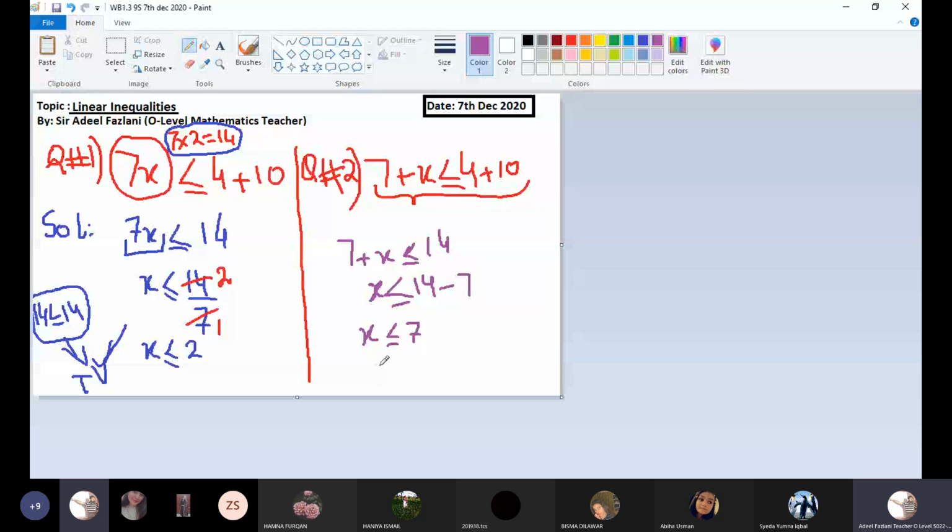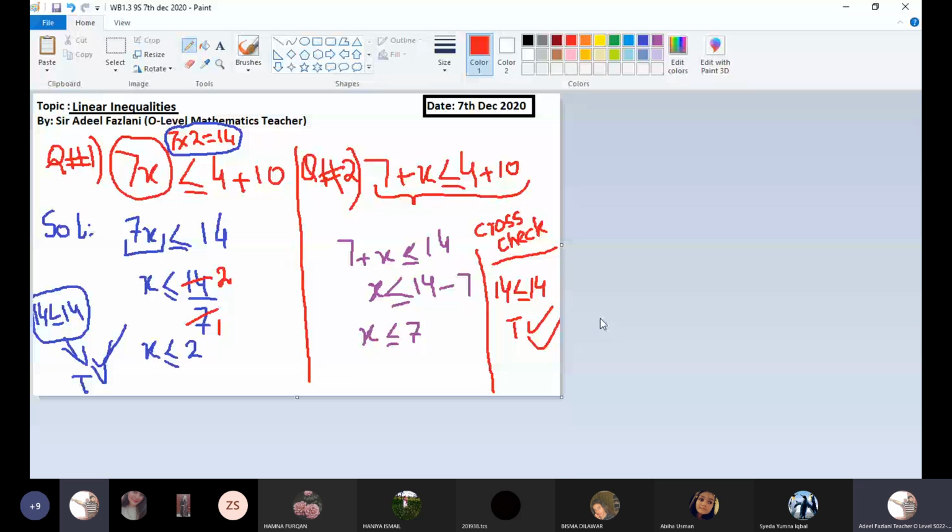Now, what is the way to cross check? How do we cross check this? 7 plus x is 14 and 4 plus 10 is 14. If you go for the cross check, you will find the statement has to be true. That is, 7 plus 7 is 14 is less than or equals to 14, which we can say is true. Yes or no? You got it? Sir, can you tell it once again?